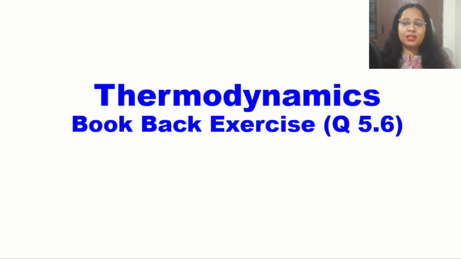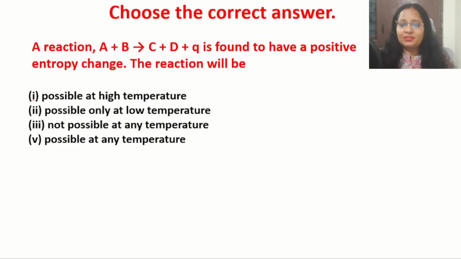Friends, today's video is question number 5.6 from the book back exercise from NCERT textbook class 11, and the chapter name is Thermodynamics. So let's check the question. Choose the correct answer. A reaction A plus B gives C plus D plus Q is found to have a positive entropy change. The reaction will be.